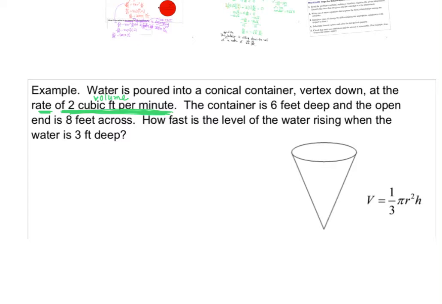Let's keep reading. The container is 6 feet deep. Okay, 6 feet deep, that makes me think of the height of the container. So maybe I'll label that. So the height is 6 feet. And the open end is 8 feet across. Okay, so let's see. 8 feet across looks like they're talking about this length.